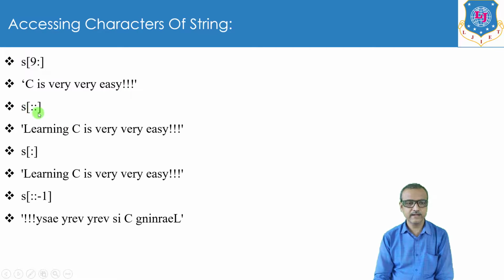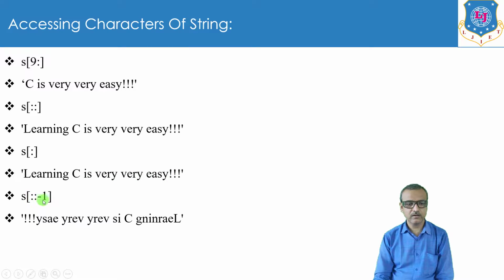Here you can see that for this one, begin index, end index and step size, nothing is defined. So it will print the whole string, that is learning C is very easy. And in this case, S[:], again nothing is defined. The begin index and the end index are not defined, and by default step size will be taken as 1. So in this case again we will have the same output, that is learning C is very easy.